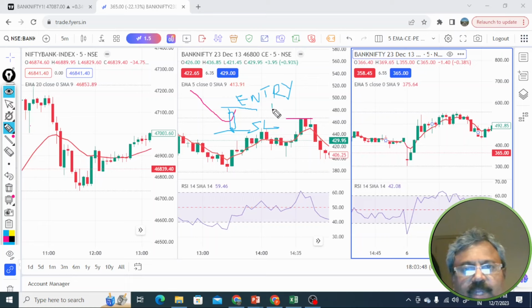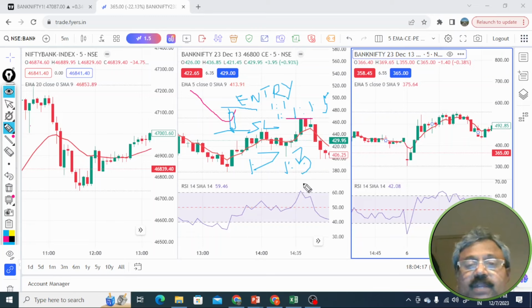and minimum 1:1 or 1:1.5 should be your target. But once you achieve 1:1, you can trail the stop loss, and sometimes it can give you even 1:3, 1:4, even up to 1:5 also. The only thing is that you will have to trail your stop loss, and in the trending days you can achieve these kinds of targets.